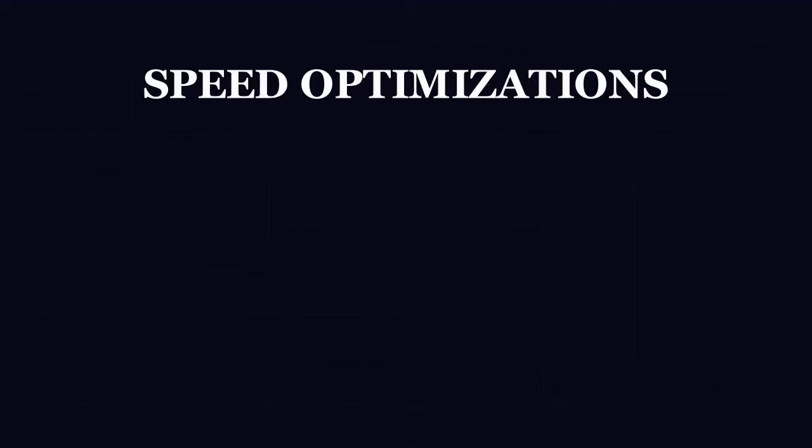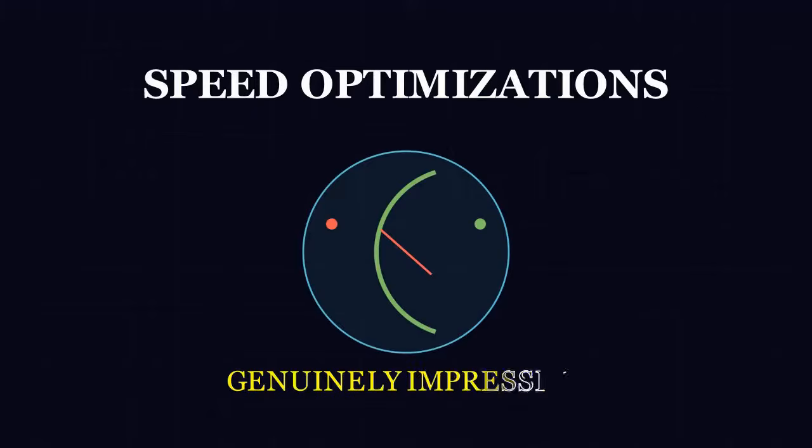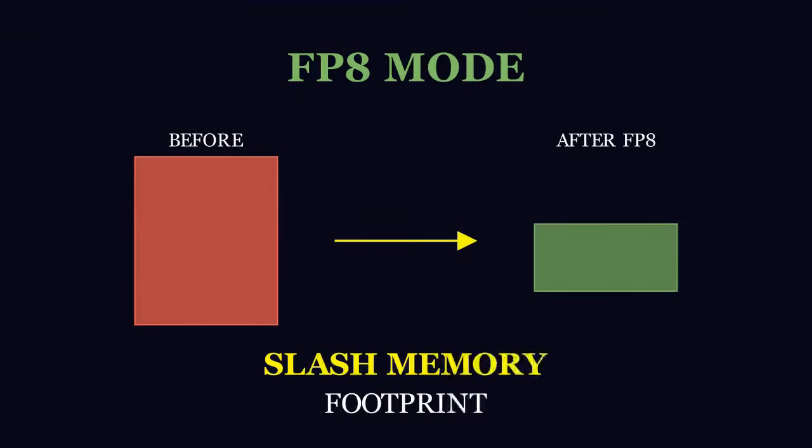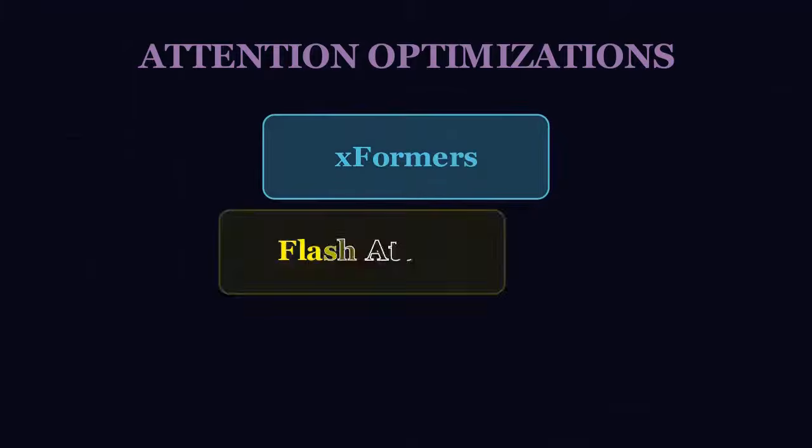The speed optimizations are genuinely impressive. The distilled pipeline runs in just 8 inference steps on stage 1 and fewer on stage 2. Enable FP8 mode and you slash your memory footprint. Stack on Xformers or Flash Attention 3, and this thing flies on modern GPUs.